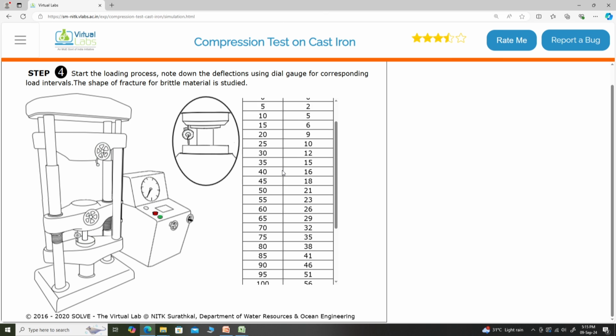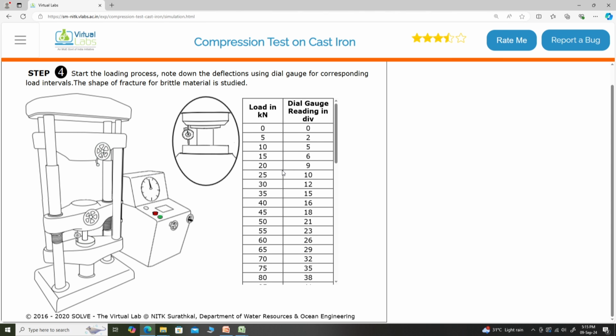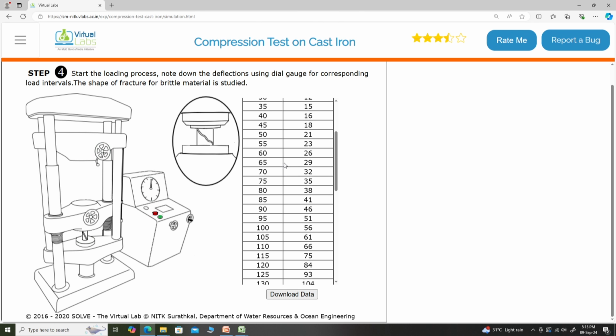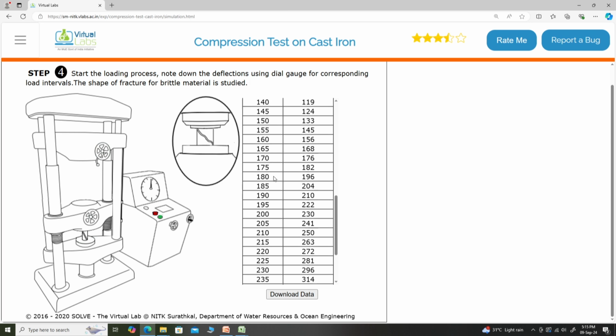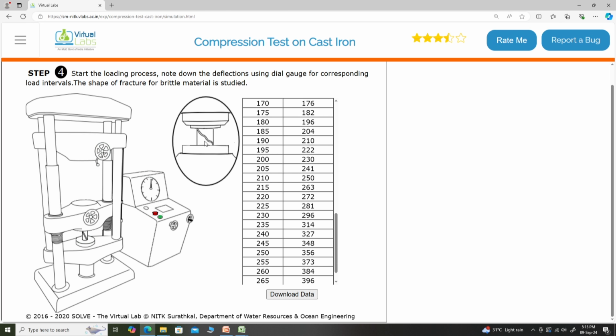The load is in kilonewton. You can see previously the load was in kilograms only. This is a brittle material, and the dial gauge reading is going on. It has completed its reading and the fracture has happened here at 45 degrees. It is a shear plane, which is an oblique plane. We stop the machine by pressing the red button. We go to the next step.